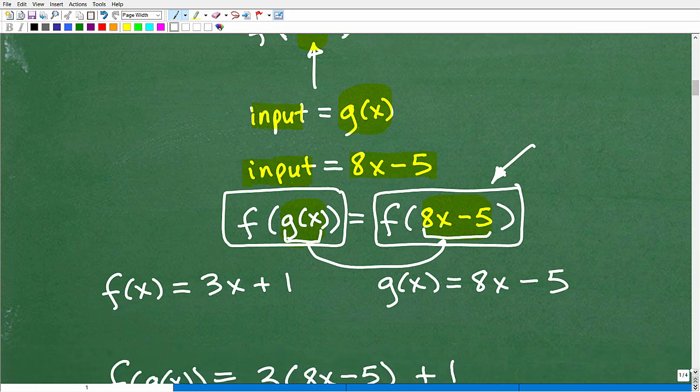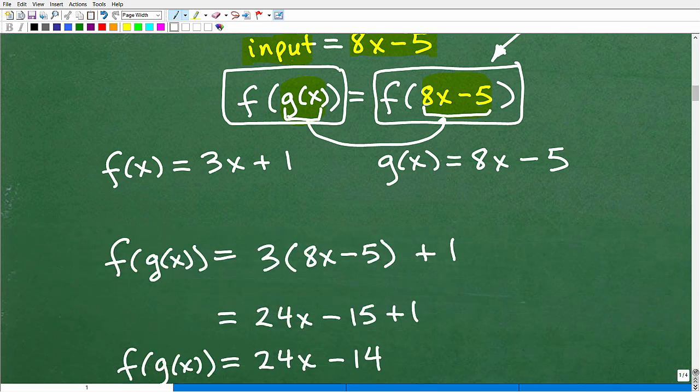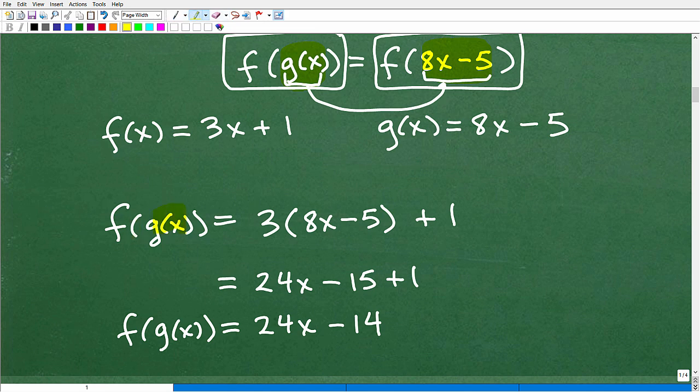All right, so what we're going to do here, effectively, when we want to find f of g of x, I've got my f function here, and my g function there. My x was my input, right? So wherever I have my input, which is g of x, I'm going to replace this x with what? 8x minus 5. So let's go ahead and do that now. So f of g of x, what's my input? My input is 8x minus 5. I'm going to replace that x again with 8x minus 5.